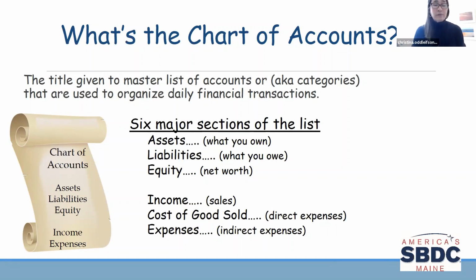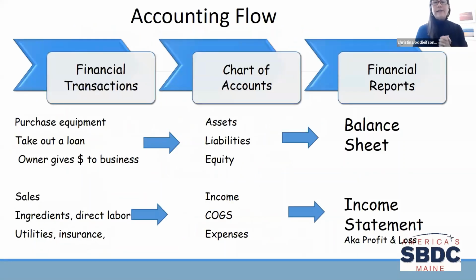And then there's just regular expenses, and these are indirect expenses, and they are tied to things that it doesn't matter how much you sell of your product, you still have to pay for these things. And this is things like your rent and insurance, utilities, things like that.